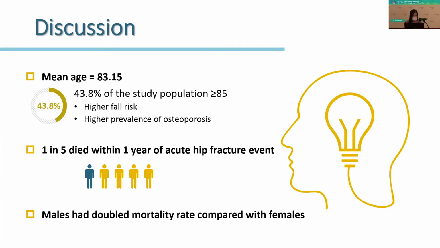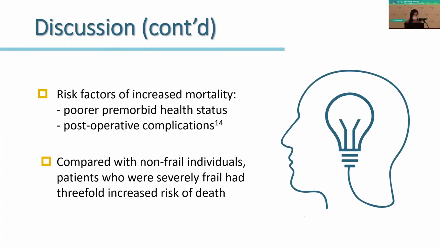1 in 5 died within 1 year of acute hip fracture events, and males have double the mortality rate compared with females. The excess mortality in the male population may be due to risk factors, including poorer premorbid health status and more postoperative complications. Compared with the non-frail group, patients who were severely frail had a 3-fold increased risk of death.